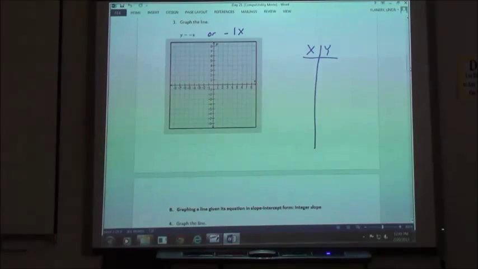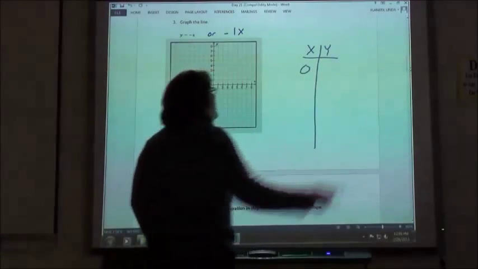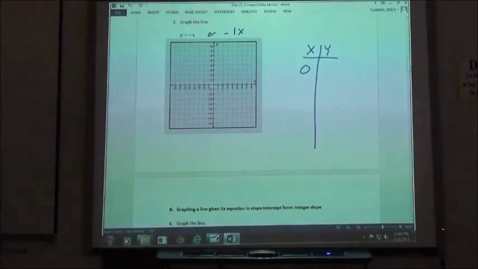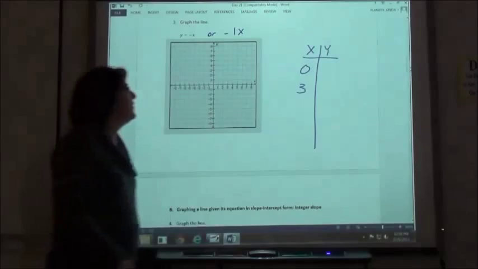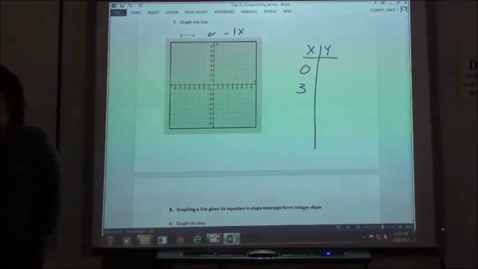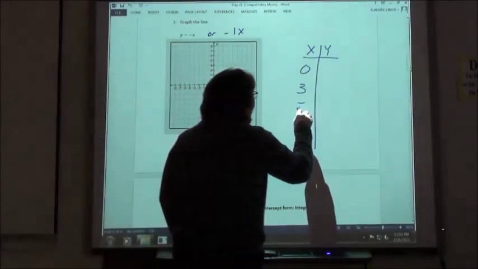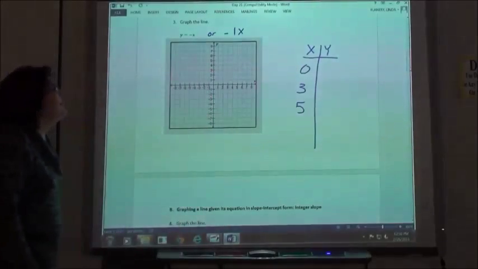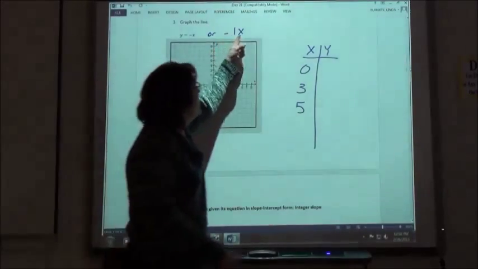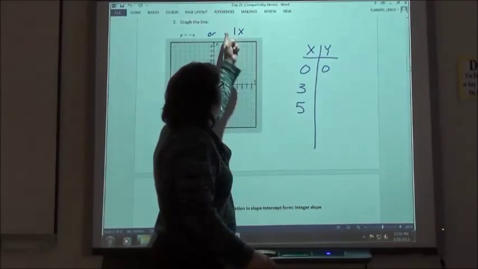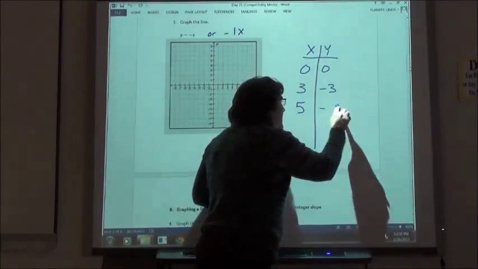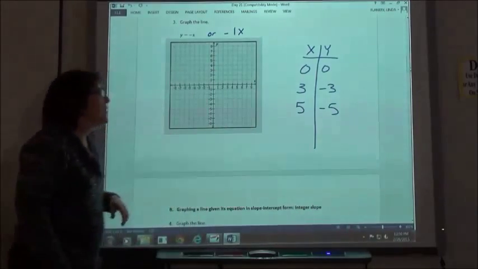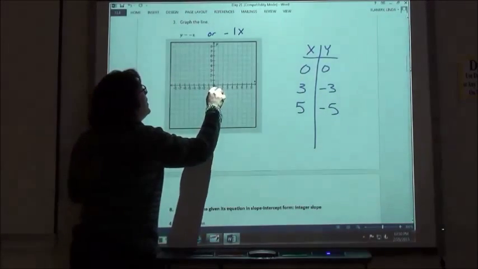0. Always like 0. What else shall we use? 3, okay. One more. 5, okay. So would they all be negative, right? Negative 3, negative 5. So, negative 1 times 0 is 0. Negative 1 times 3 is negative 3. Negative 1 times 5 is negative 5. Exactly. So 0, 0. I'm going to plot that one.